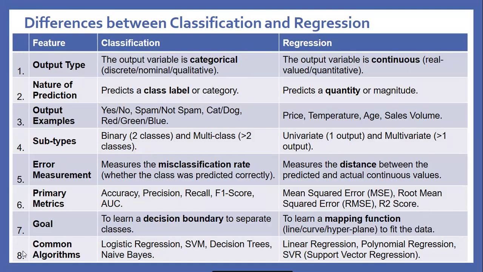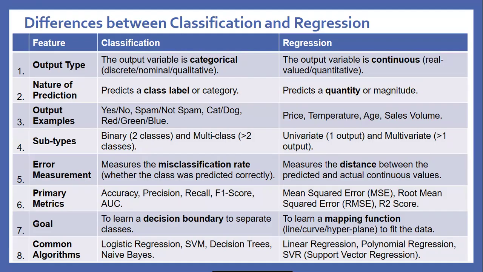Hi friends, in the continuation of the data science interview question answer series, we are moving to the question: difference between classification and regression. Feature: output type. The classification output variable is categorical, discrete, nominal or qualitative. In regression, the output variable is continuous, real valued, quantitative.